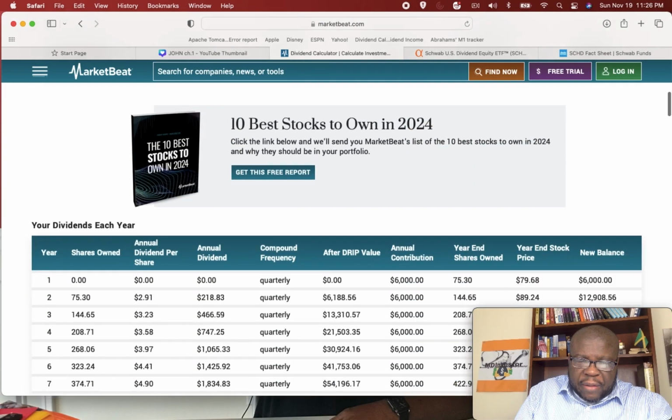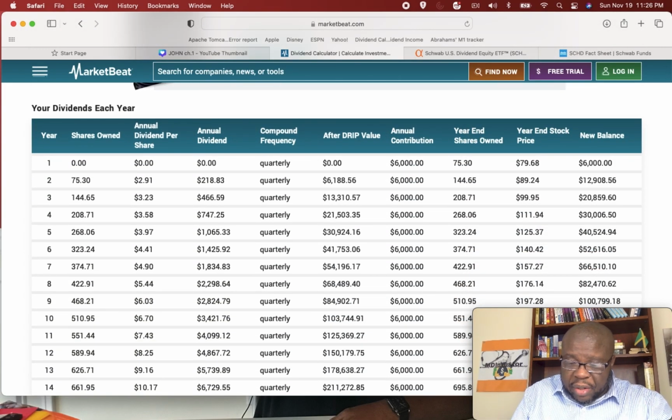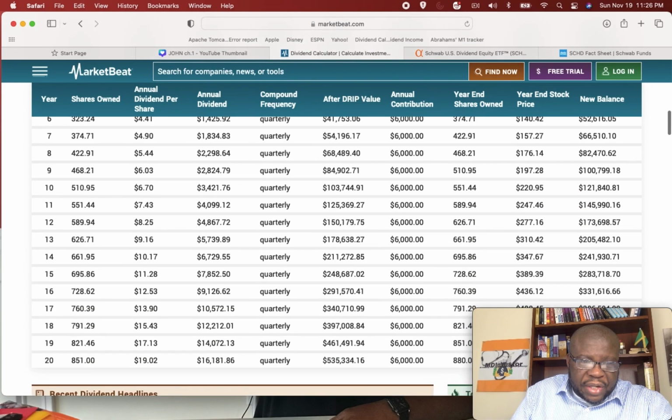With $500 a month, or $6,000 a year: after year 5, we have $1,000 annual dividend because we're putting in a little more money. After 10 years, we have $3,000 in annual dividend. After 15 years, we have $7,000 in annual dividend. And after 20 years, we have $16,000 in annual dividend.